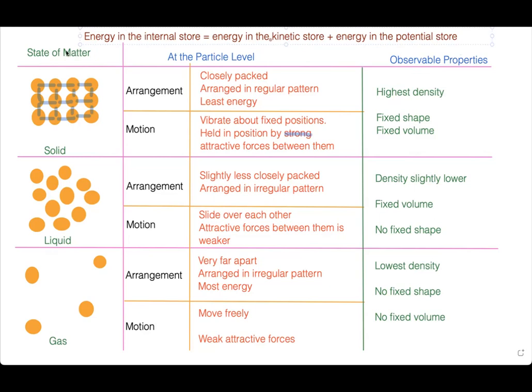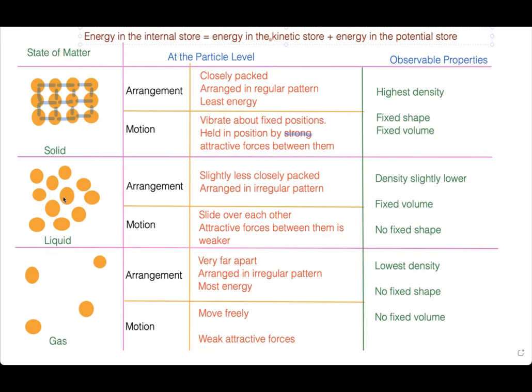So your thermal energy is supplied to the solid. Instead of making the particles move faster, the particles are already at the maximum kinetic energy and don't move any faster. So the energy is used to break the strong attractive forces between them. When these strong attractive forces are broken, the particles gain energy in the potential store, and it becomes a liquid. Are you clear with me?